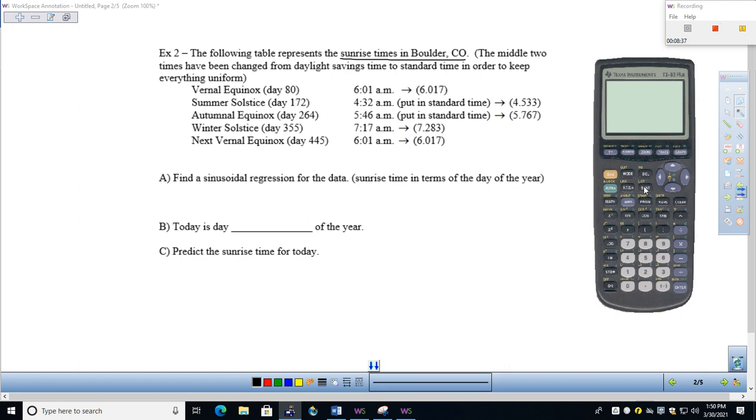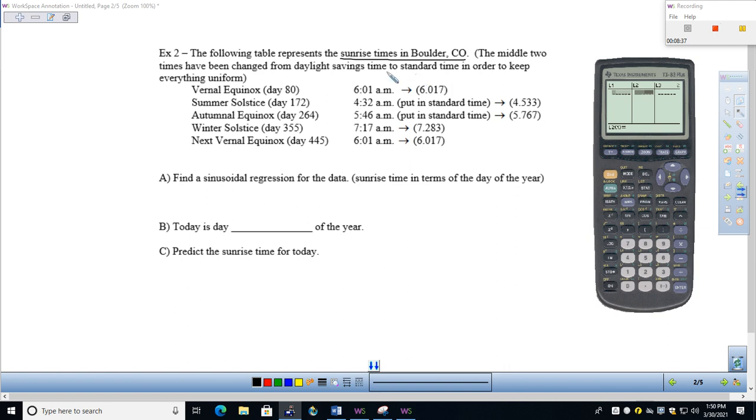So if you would, go ahead and hit Stat for me, and then Edit. And if you have anything in your L1 or L2, just clear. So you would go up to L1, hit clear, and then enter. And then go up to L2 and hit clear, and then enter. And now let's go ahead and enter our data in.